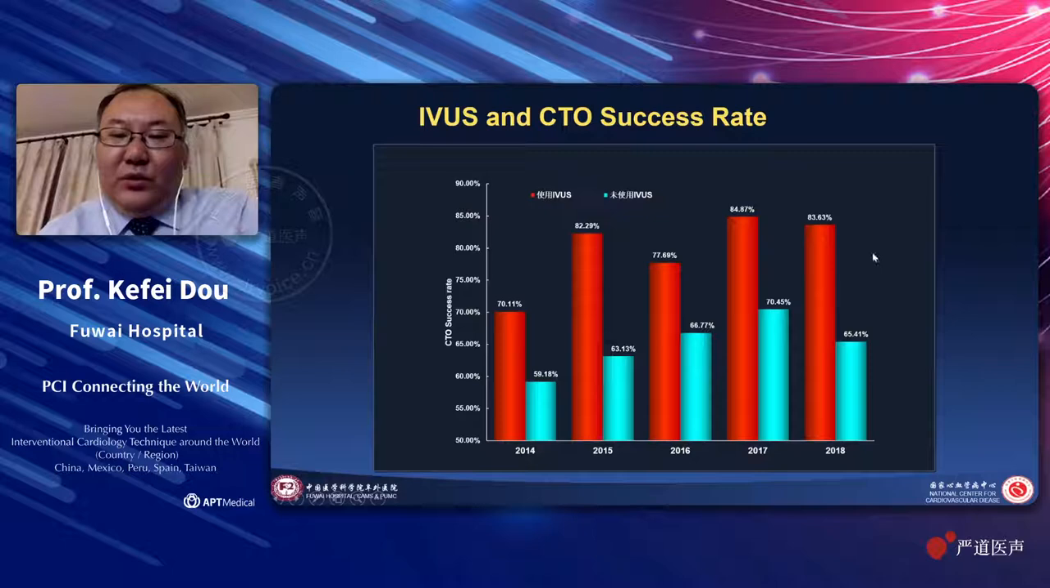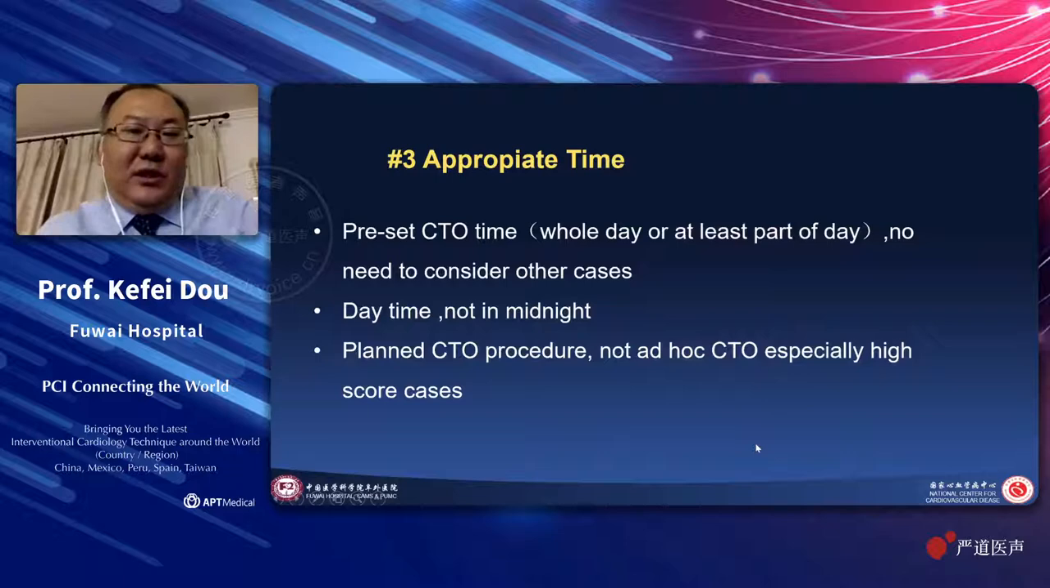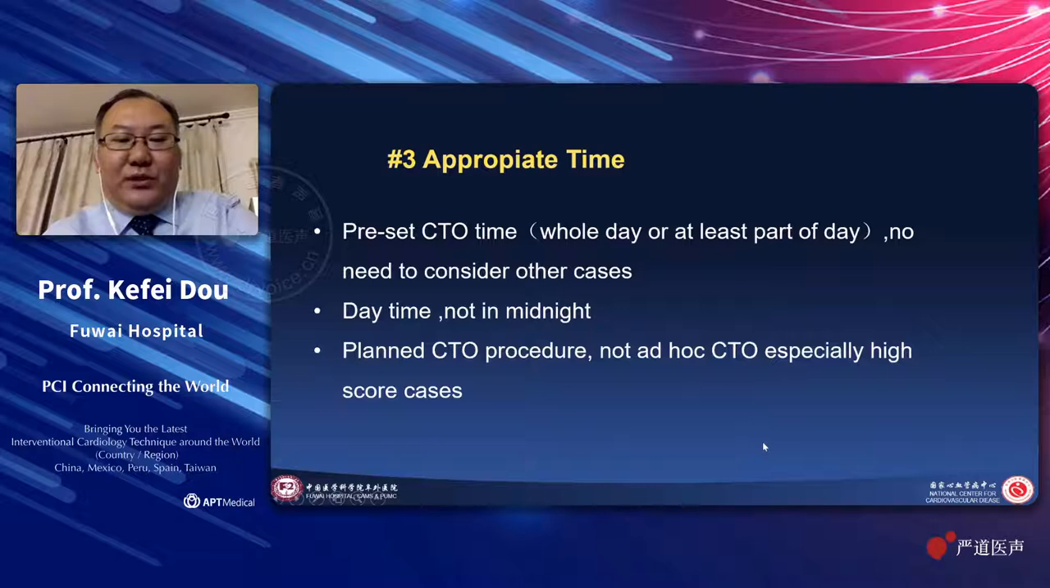And another thing is to make a plan on the basis of the lesion characteristics. We always make the decision based on the hybrid algorithm, the CTO-CC algorithm, and also the APCTO algorithm. And the third thing I need to address here is that we need appropriate time to do the CTO case. We must have a preset CTO time. We need a whole day or at least a part of a day, with no need to consider other cases. And the CTO case should be at daytime, not in midnight. And we suggest you do a planned CTO procedure and not an ad hoc CTO, especially for high-score cases.